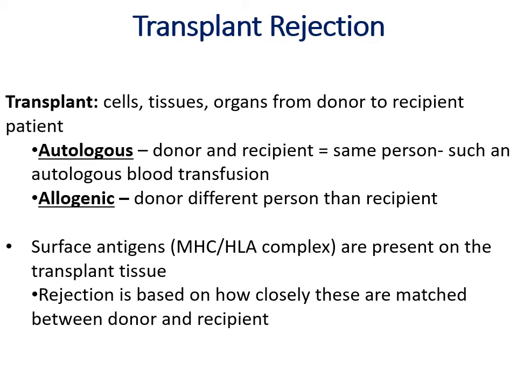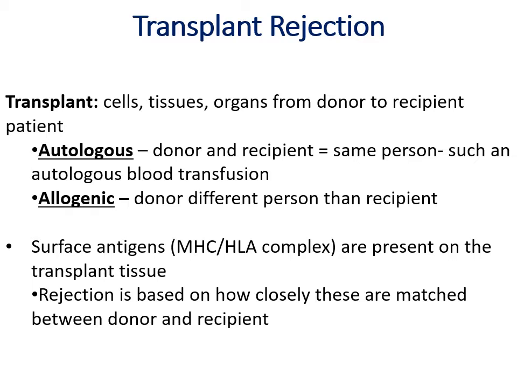Okay, so when we're talking about transplanted tissue, there's two types, right? There's autologous, meaning the donor and the recipient is the same person. And a perfect example is an autologous blood transfusion. So if you're having an upcoming elective surgery that's months away, you can actually have blood removed from yourself, and they can store it in the blood bank in case you need it during the surgery. Okay, so that's an autologous blood transfusion.